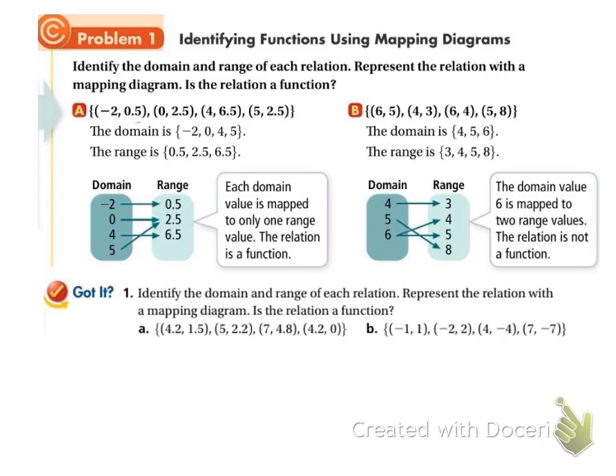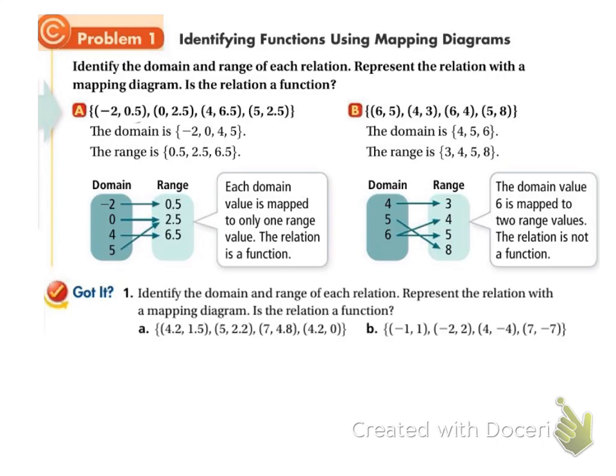Then we can use a mapping diagram. We put the domain in a circle, we put the range in a circle, and we draw arrows for which ones go together. So -2 goes to 0.5, 0 goes to 2.5, and 5 goes to 2.5. So there's 2 arrows there.